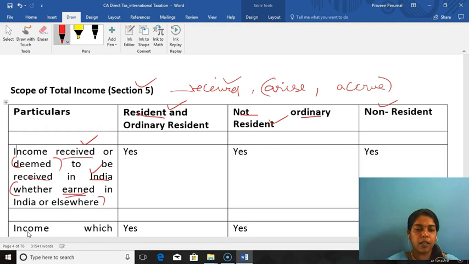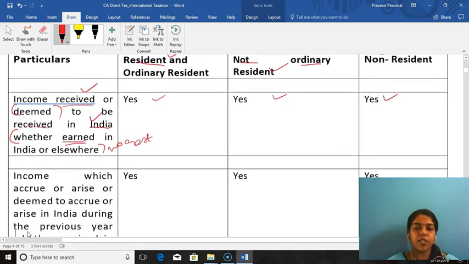So here two portions are there. One is speaking about earning, the other is speaking about income received. So earning can be in India or outside India. There is no restriction, so this part has no restriction. But when it comes to receipt, it should have been in India or deemed to be received in India. If that be the case, it is taxable, yes. For resident and ordinarily resident, yes. Not ordinarily resident, yes. Non-resident, yes.